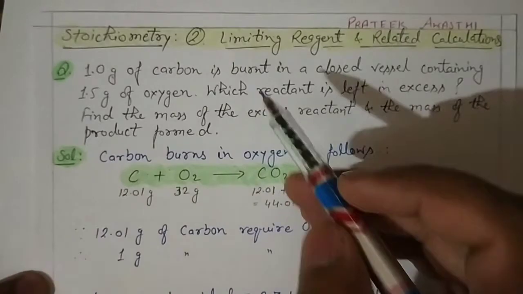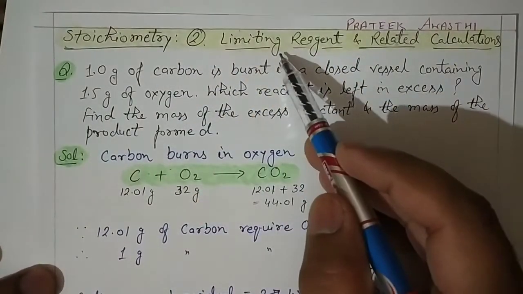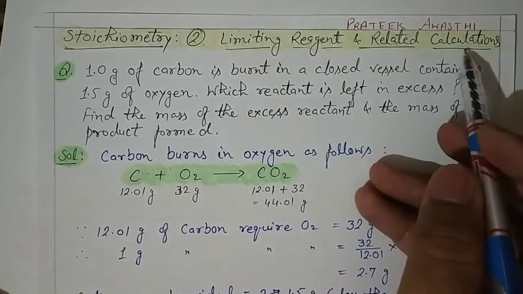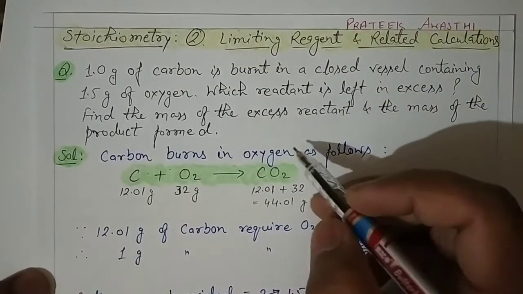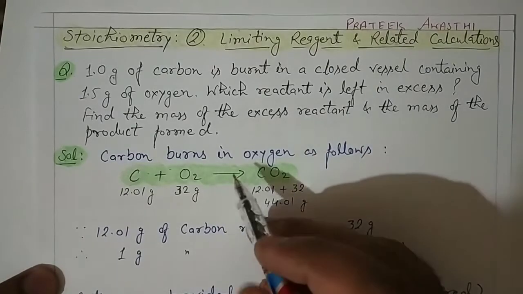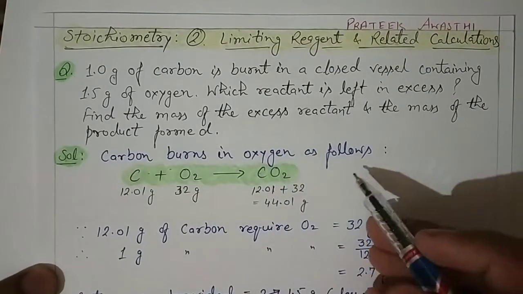Let's take one more type of numerical. The other type of numericals in stoichiometry depends on limiting reagents and related calculations. So what are limiting reagents? First let's take an example, then I will explain what a limiting reagent is according to the question.